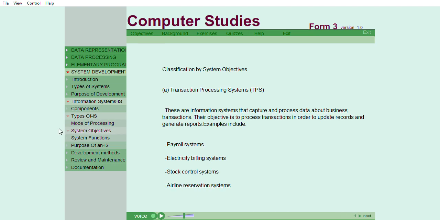Classification by system objectives. Transaction Processing System, TPS. These are information systems that capture and process data about business transactions. Their objective is to process transactions in order to update records and generate reports. Examples include payroll systems, electricity bill systems, stock control systems, and airline reservation systems.